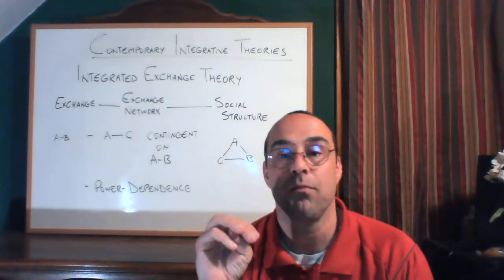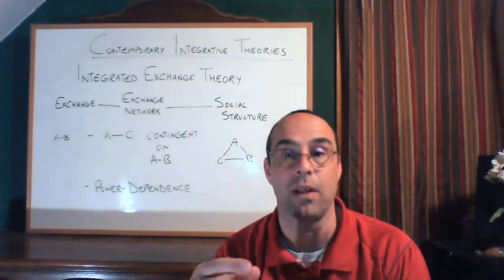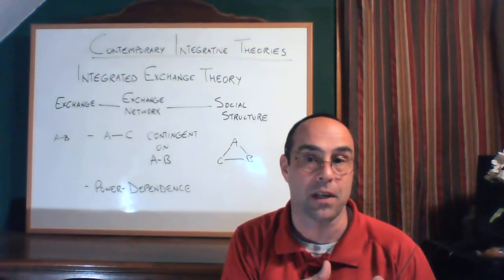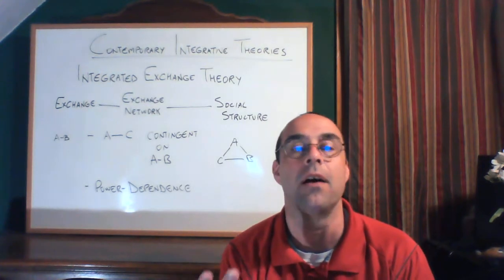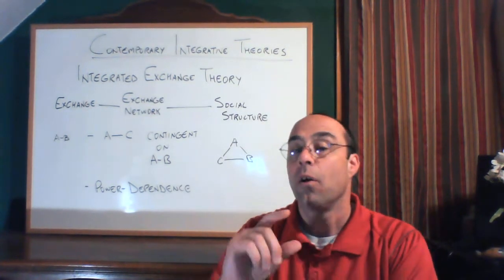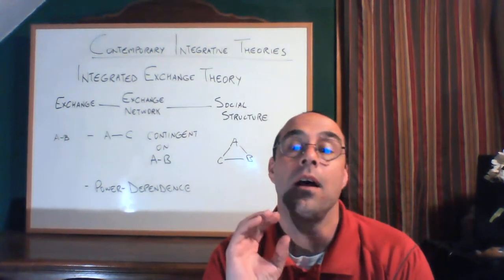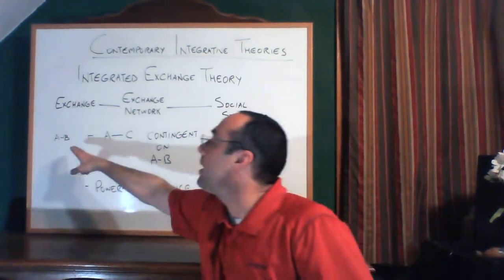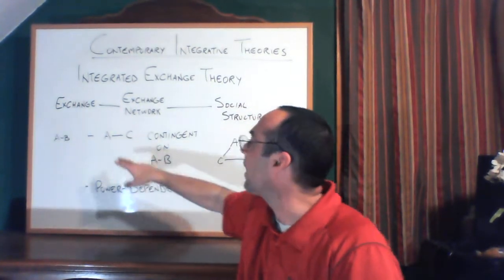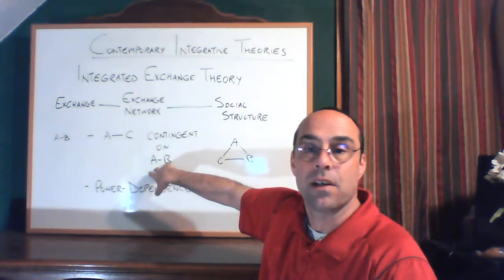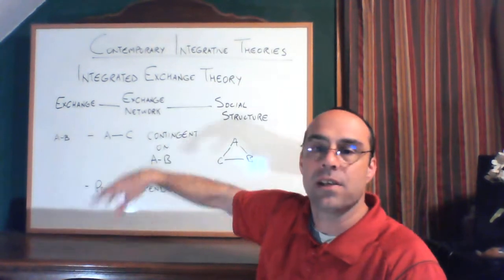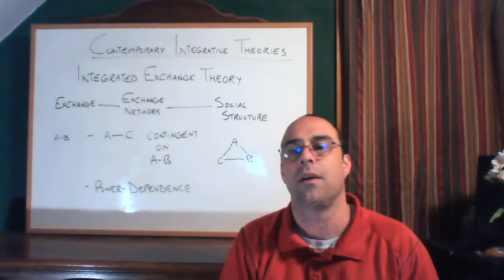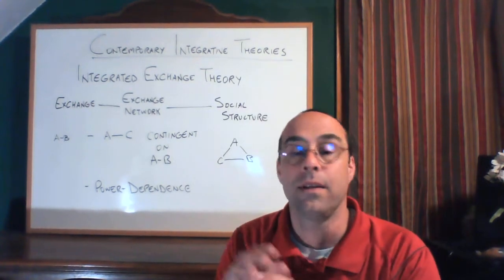Now, multiply this times however many friends you have, and what you see is relationships that are dependent on each other at any particular time. That's the idea of an exchange network, and that's really the idea of contingency. It's not a social exchange network if A and B can interact and A and C can interact, but there's no dependency. That's just you're friends with this person and you're friends with that person, and they aren't necessarily connected to each other. That's fine.